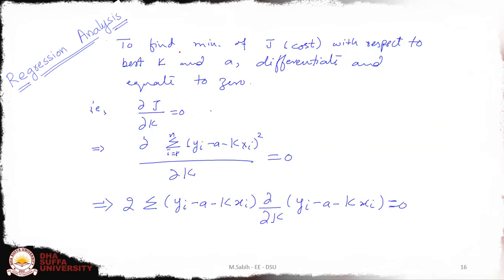Now to find the minimum of the cost function J with respect to k and a, we only need to differentiate and equate to 0. So this is how we will do it: the function J is differentiated with respect to one of the parameters, which is k, and equated to 0. Here we place the value of J, differentiate. When you differentiate this value, this whole will be 2 summation, and then differentiate it a second time because we still have some k here.